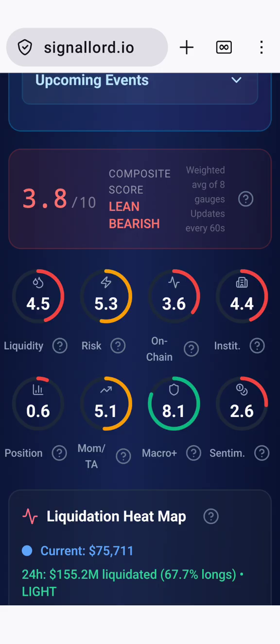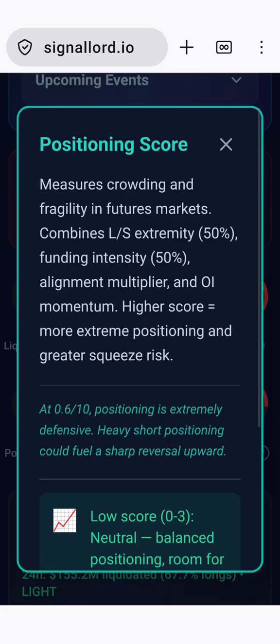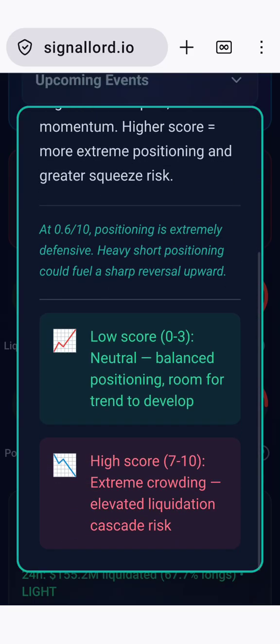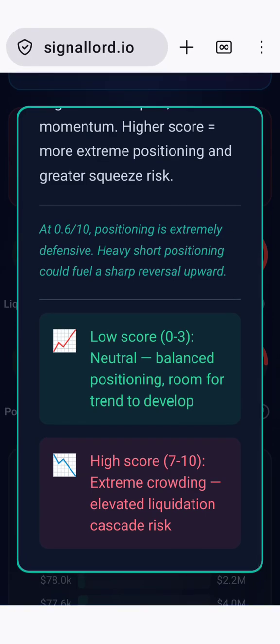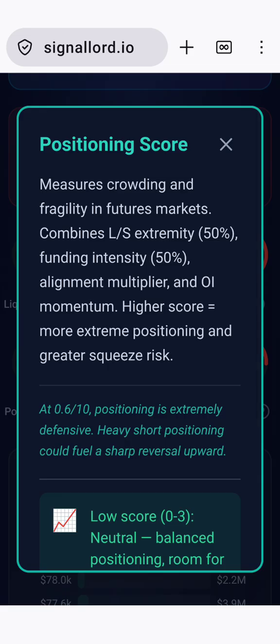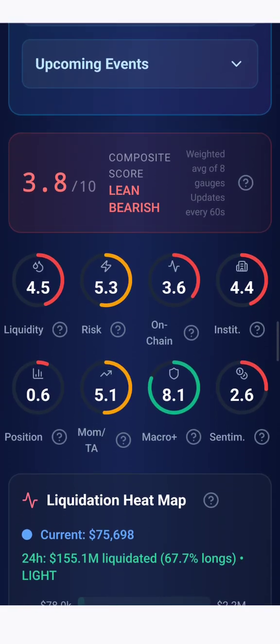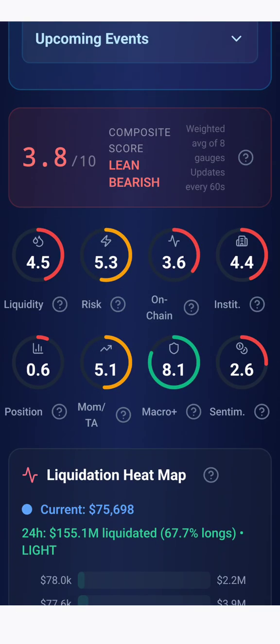One inverse indicator here is positioning. This is a little bit different, so it's flipped the other way. A low score is neutral, and a high score means more crowding. That's something to keep in mind when you're considering the overall score at the top here, which is 3.8 out of 10 currently.